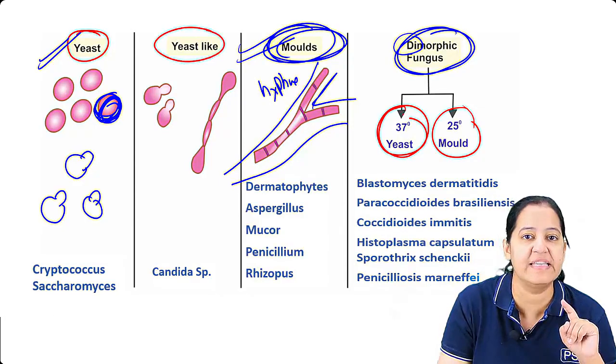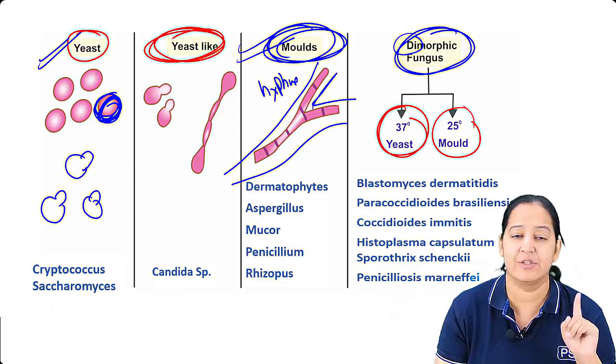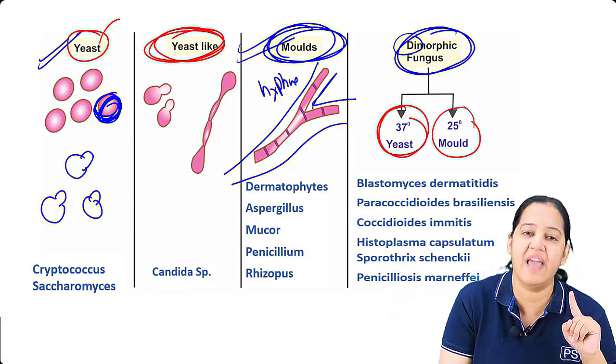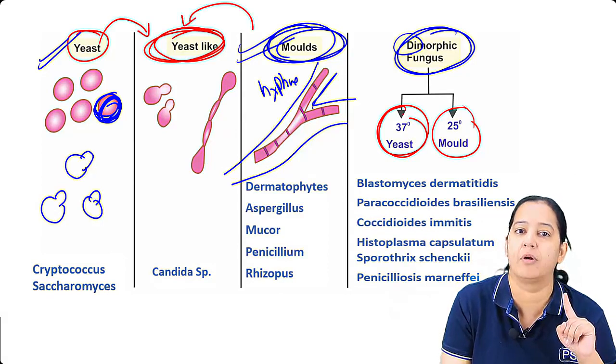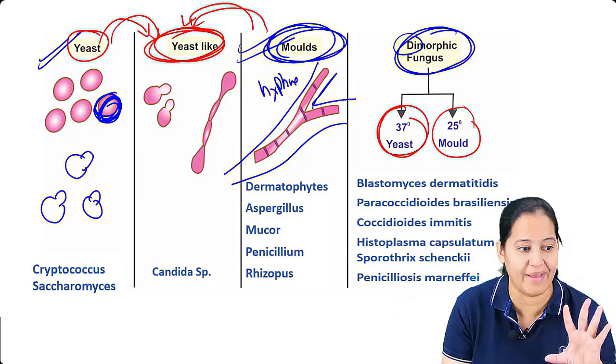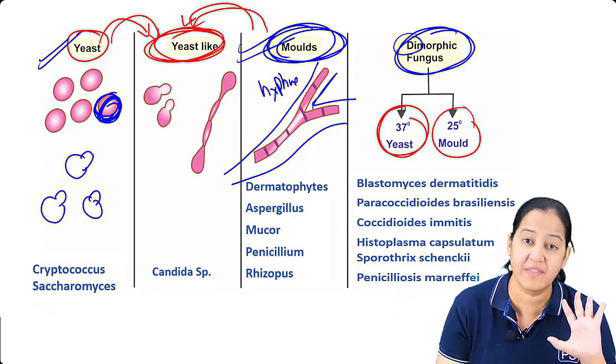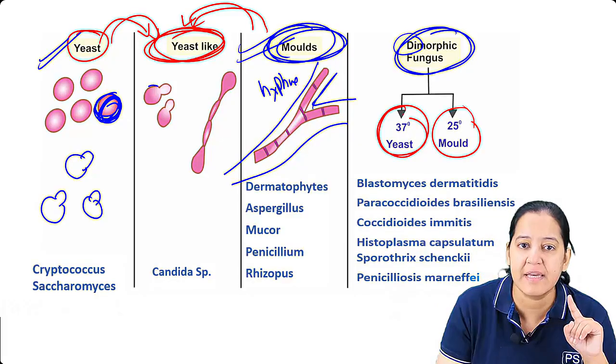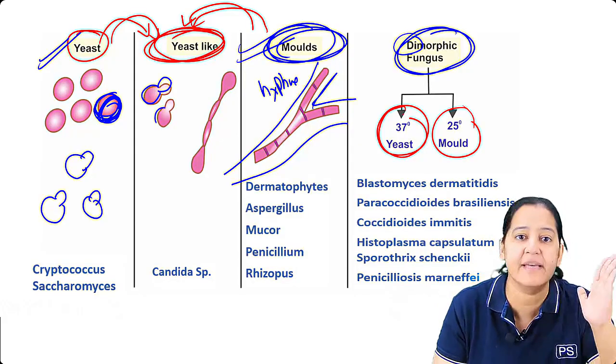Now I left the 4th category. The 4th category is yeast-like. Why are they known as yeast-like? They are yeast, but they look like mold. Mind my words. They are yeast only, but they look like mold. They are shape-shifters. They are actually yeast. Can you see? This is a yeast. It is dividing by budding.